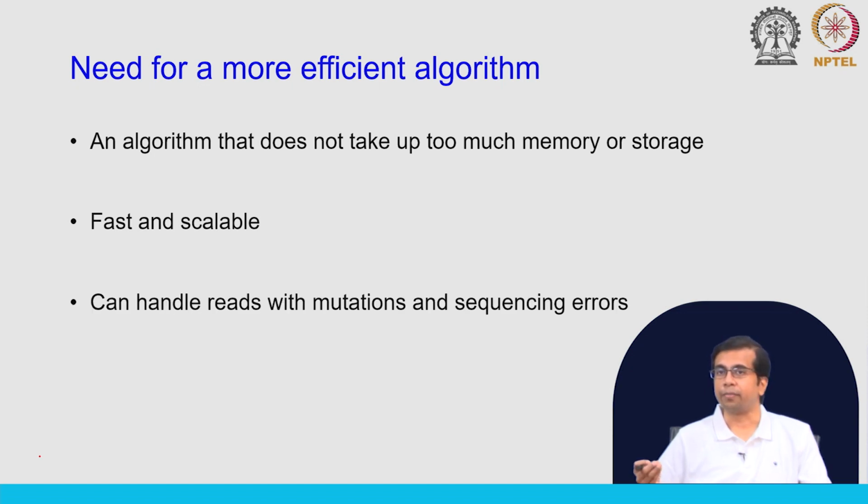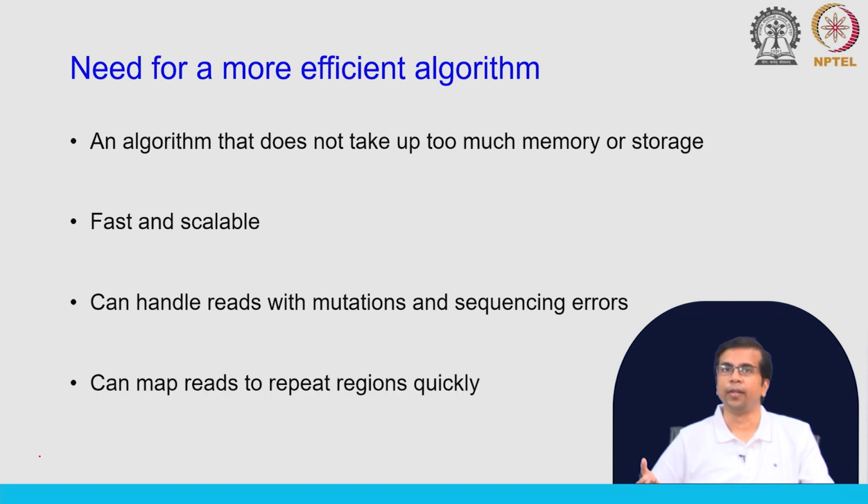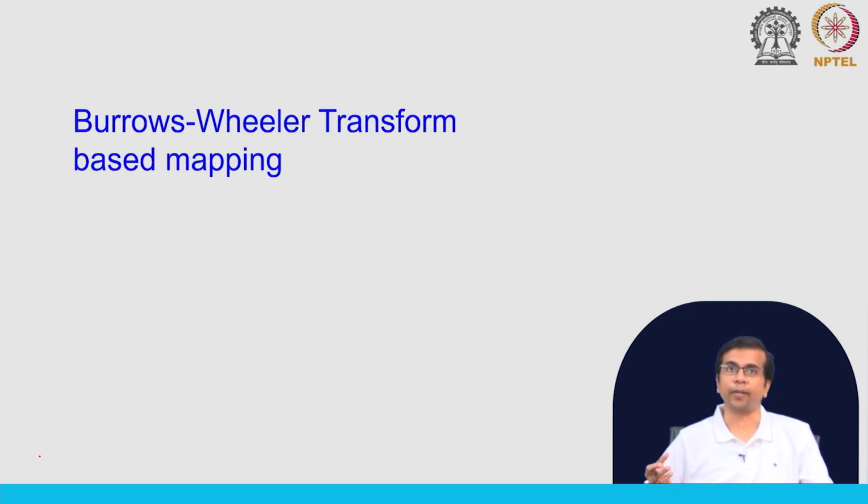And then of course, this method should be able to handle reads with mutations and sequencing errors, because this is part and parcel of next generation sequencing data. So, you will have reads with sequencing errors and mutations, and also it should be able to map reads to repeat regions quickly. It should not be taking too much time to do this process. So, can we design this kind of algorithm, or is there an algorithm that can do that?